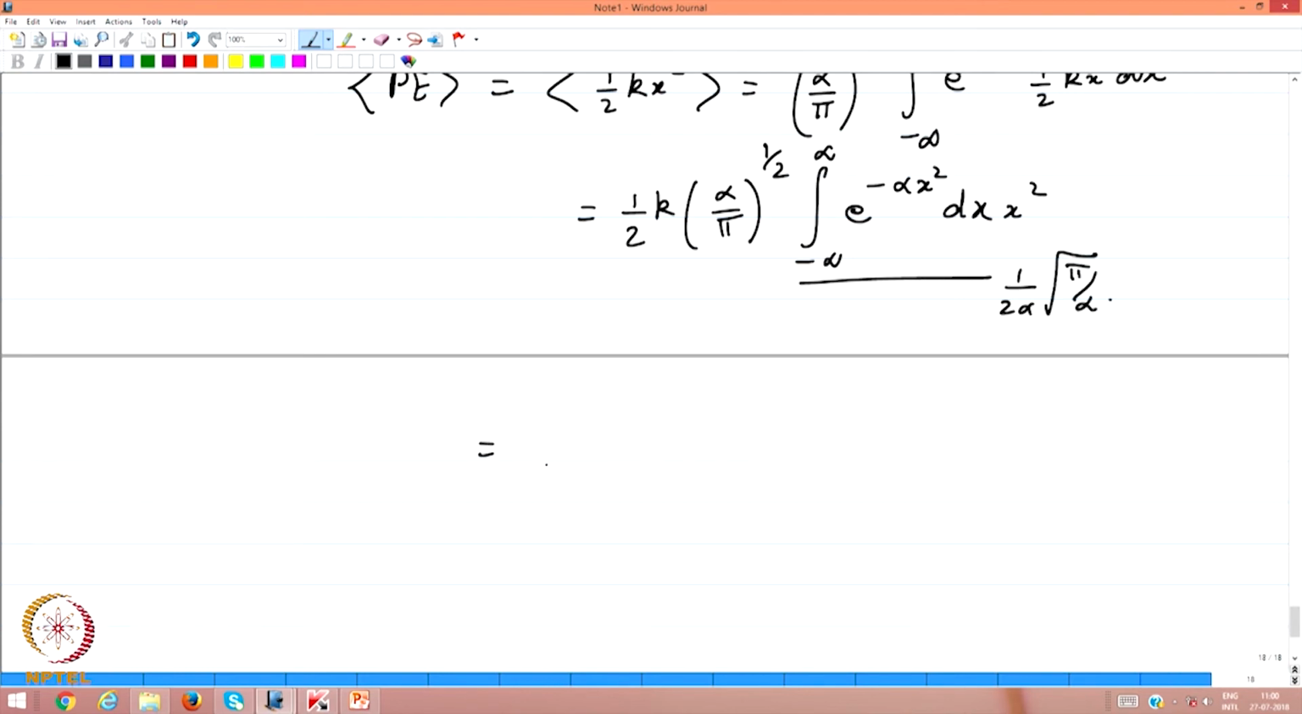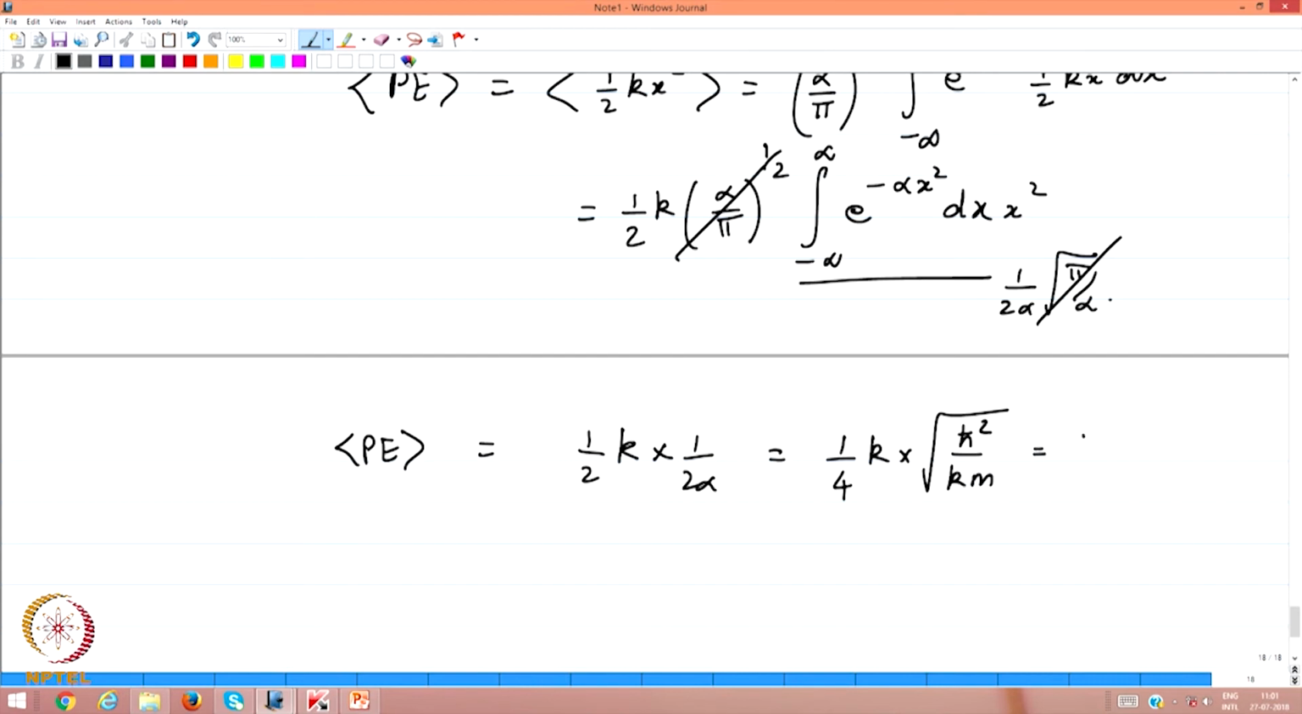So the answer for the potential energy, if you substitute that in, is 1 by 2 k, alpha, and this goes away. You have 1 by 2 alpha, which is 1 by 4 k into square root of 1 by alpha. 1 by alpha is obviously h bar square by k m, and that is h bar by 4 square root of k by m, and so that is also h nu by 4, because h by 2 pi times 1 by 4 and 1 by 2 pi times that is nu.